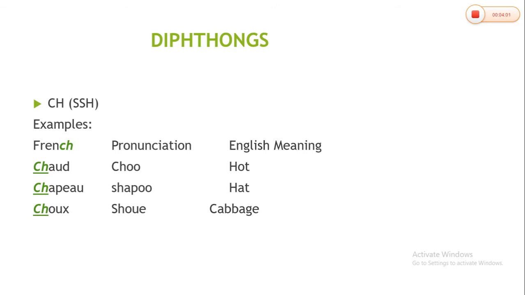As I told you, CH gives sh sound. Hence, we have some examples. CHAUD. Now remember, AU gives O sound. CH is sh. It becomes show, hot. CH is sh. EAU gives O sound. It will become chapeau, chapeau, which means hat. CH is sh, OU is oo, X is silent, becomes shoo, cabbage.